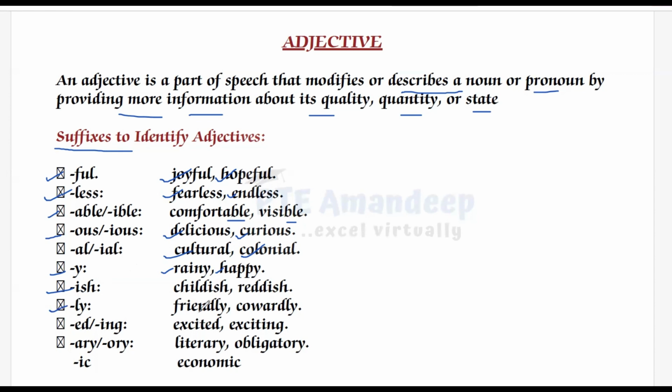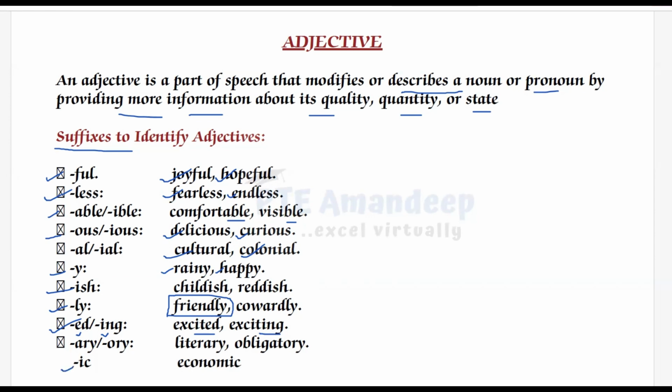Any person can be a friendly person, right? So we are describing that person, so that word is an adjective. Similarly, ed and ing: excited, exciting. Words ending with ed and ing can also be verbs, and we should know the difference between using a word as an adjective or as a verb. Last ones, ary or ory: literary, obligatory, and ic: economic, right?